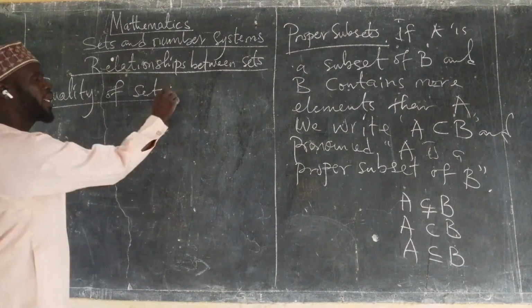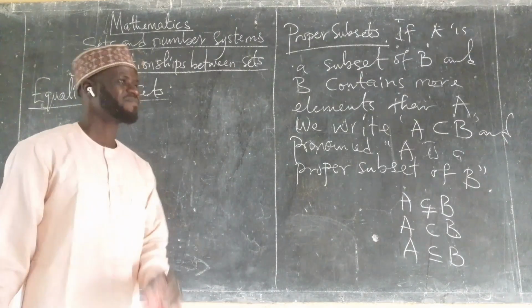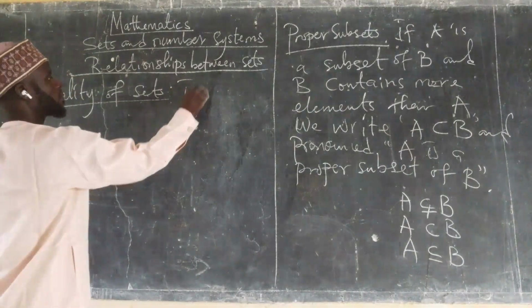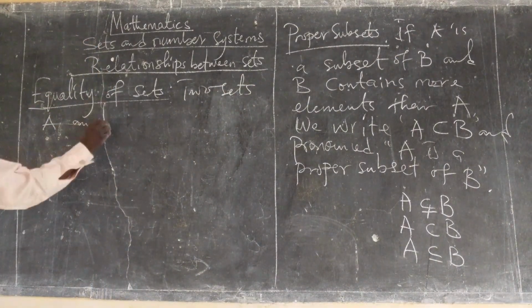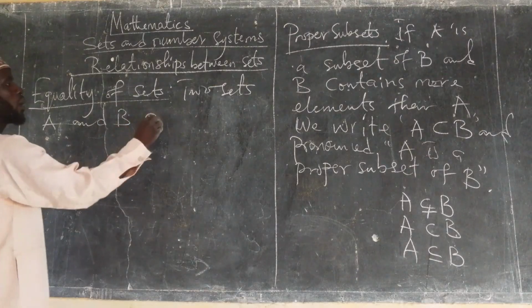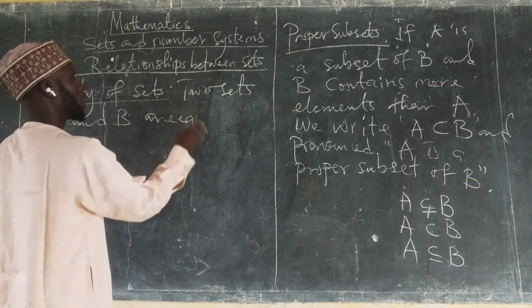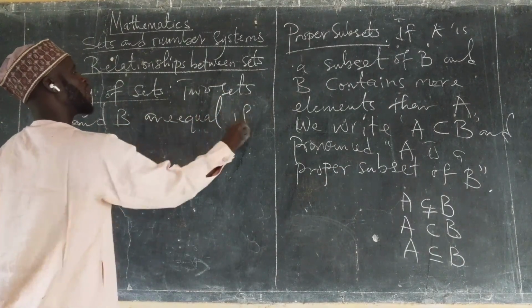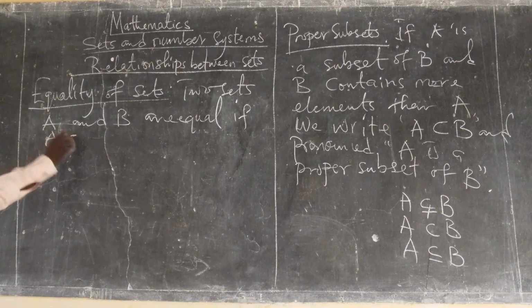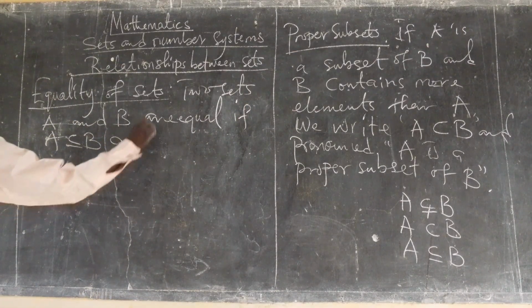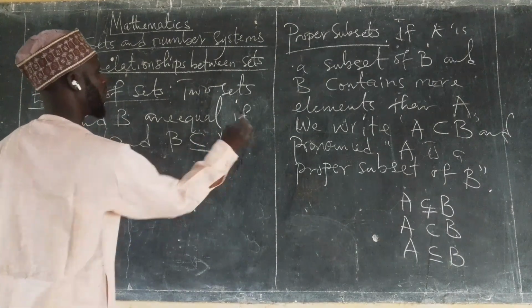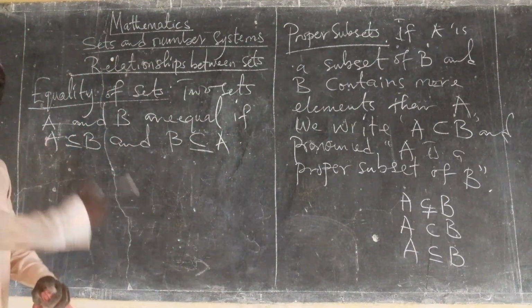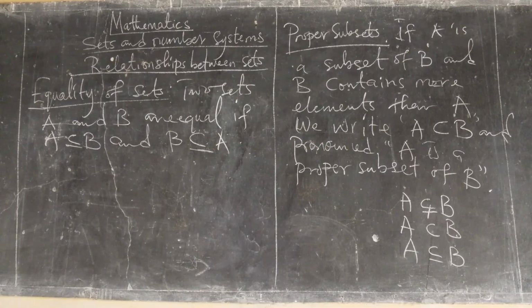So, equality of sets. Two sets, A and B, are equal if A is a subset of B and B is also a subset of A. A is contained in B and B is contained in A, and so we have equality.